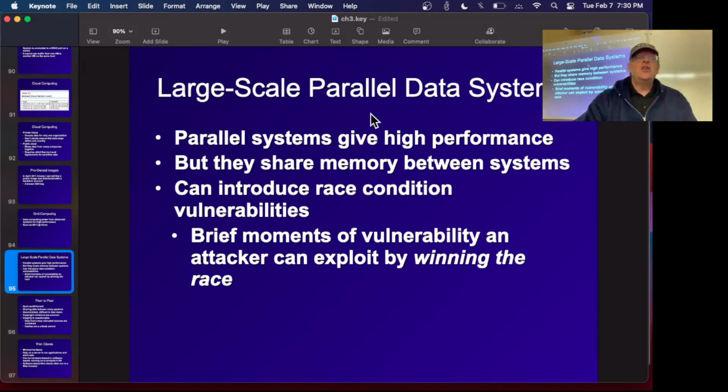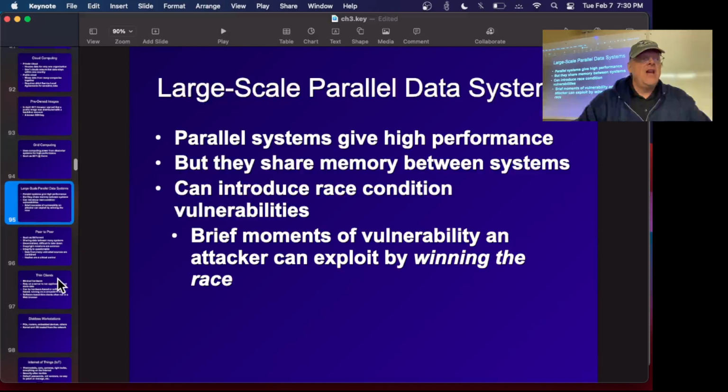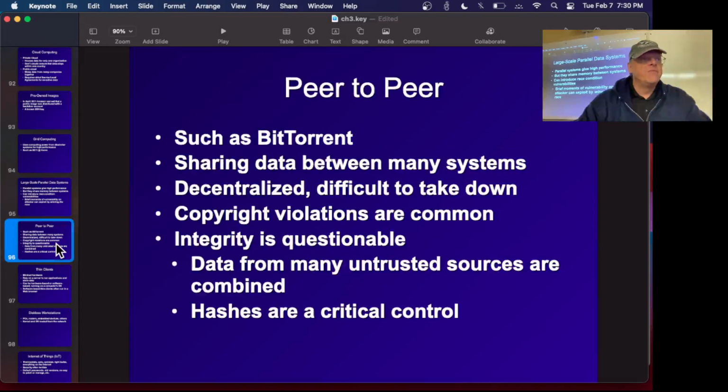And this means you can have race conditions where one process changes something and another process reads the same thing that was changed by a different process. So you have brief moments of vulnerability. That's what race conditions are, or when by getting in first, you can change something and have an unexpected result. And that's commonly how those privilege escalation exploits work.